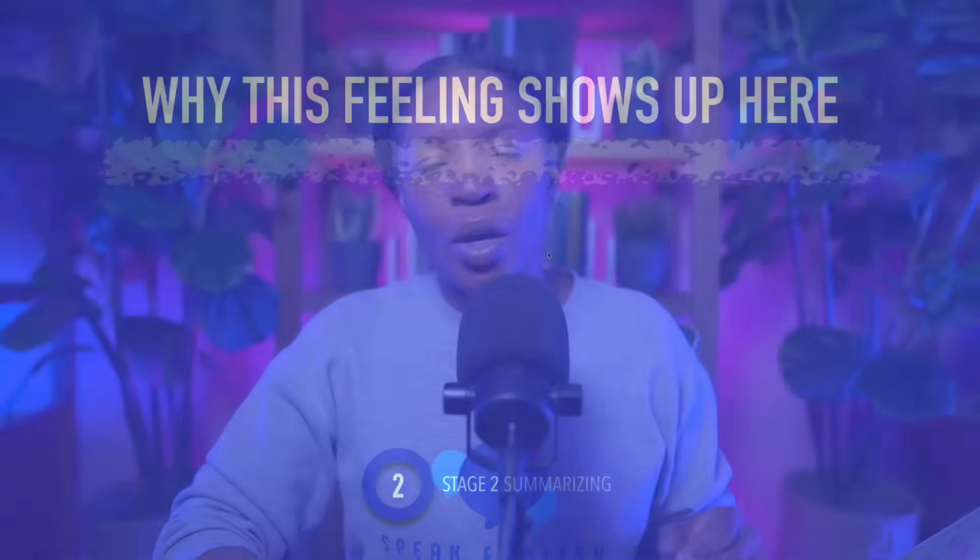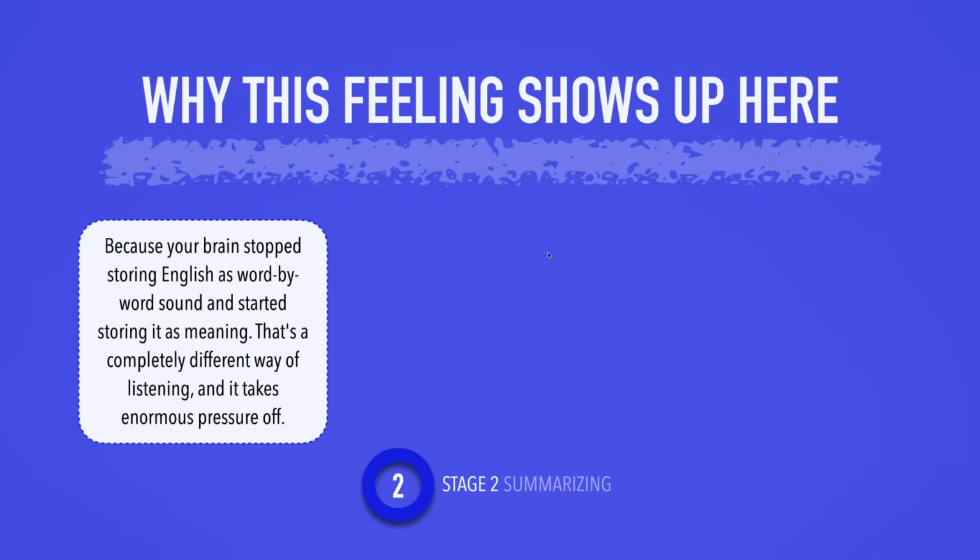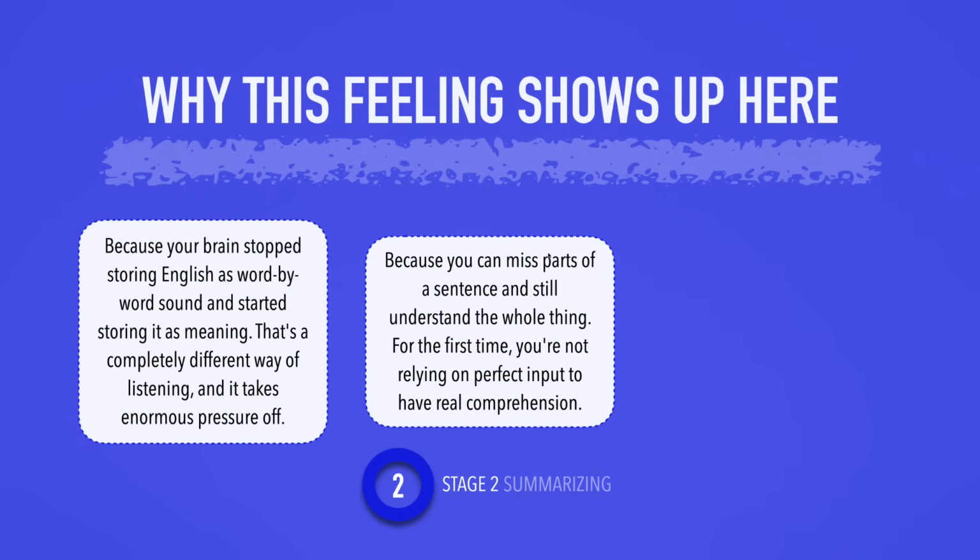So here's the question. Why does this feeling show up here? Reason number 1, because your brain stopped storing English as word by word sound and started storing it as meaning. That's a completely different way of listening, and it takes enormous pressure off of you as the English learner and English speaker. Reason number 2, because you can miss parts of a sentence and still understand the whole thing. For the first time, though, you're not relying on perfect input to have real comprehension. English fluency is becoming more of a reality.